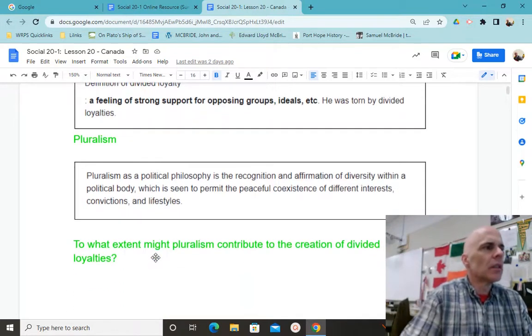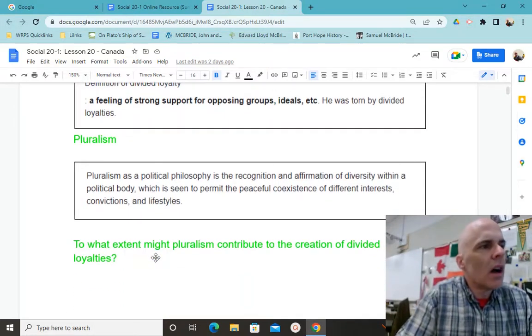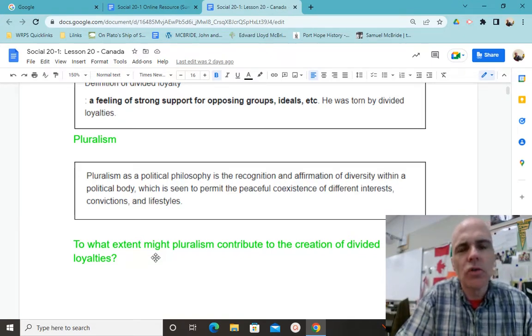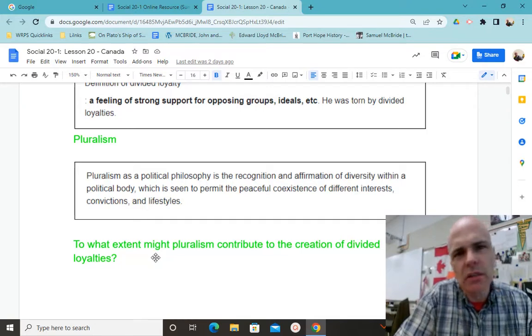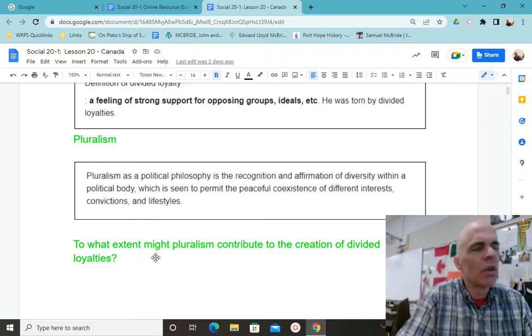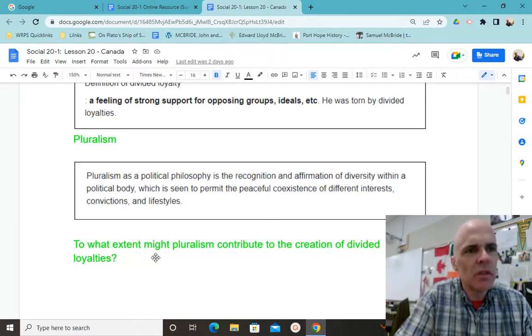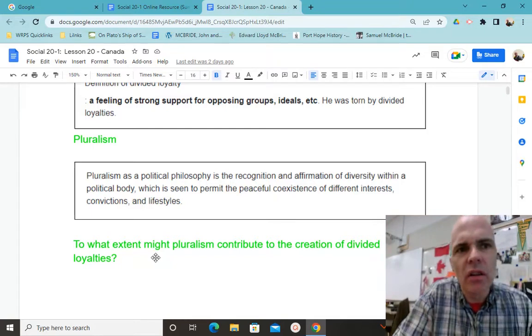Pluralism is a related concept. Pluralism is often defined as multiplicity. We have multiple cultures, ethnic groups, languages, religions, and there's tolerance for their coexistence. To what extent might pluralism contribute to the creation of divided loyalties? Well, in a nation with only one religion, one language, one ethnicity, one culture, as long as those things all fit together, there is no room for division. One ideology as well. But in a nation that celebrates differences, sometimes even the differences inside one's own character may be at conflict.